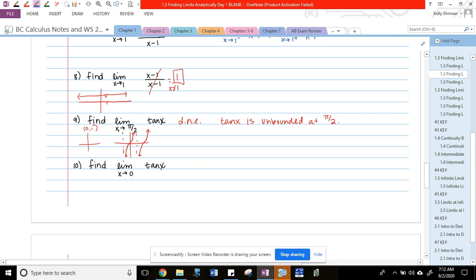The limit as x approaches 0 of tangent x. Now, you can see my graph here. At 0, we can plug 0 into tangent x and get a value at 0. Or think about your unit circle. Y over x for tangent would be 0 over 1. That comes out to a value. So that limit does exist, and it's 0.